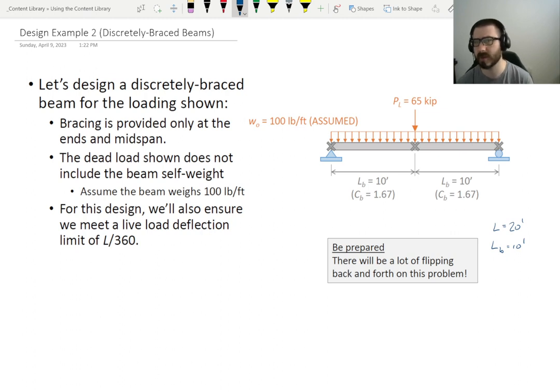This is one of those problems where you can probably look up from table 3.1 or compute it, but we're going to go with a CB of 1.67. We are going to design the beam to meet an L over 360 live load deflection limit. And so with that, let's go ahead and just jump right in.